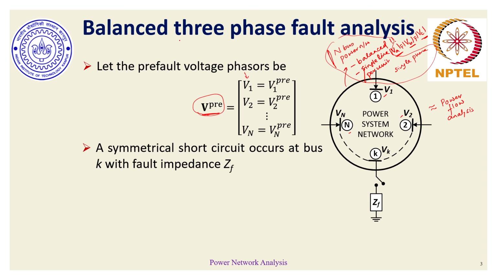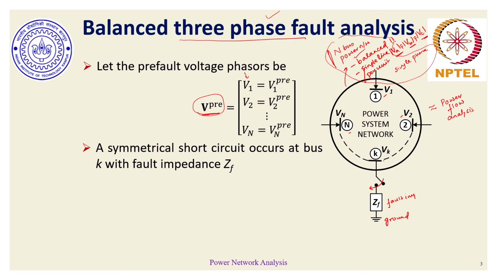We call that fault a three-phase fault. Since the network is balanced in the pre-fault condition and now a three-phase fault is occurring at bus K, how would it occur? If this switch is closed, it would indicate that bus K is grounded. This is the ground connection. By closing the switch, bus K is now grounded through a fault impedance ZF.